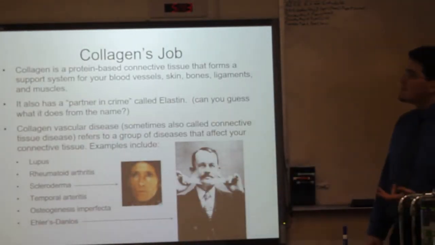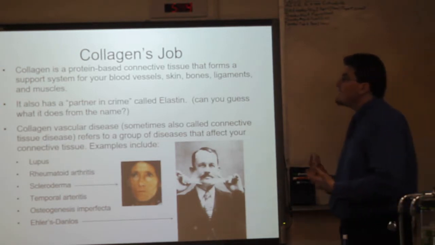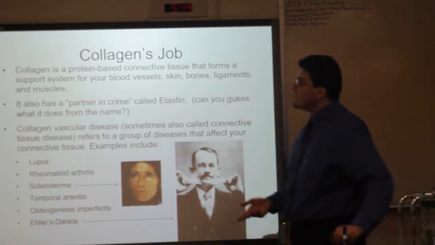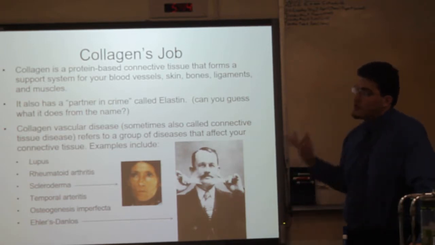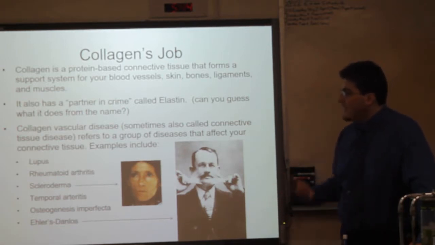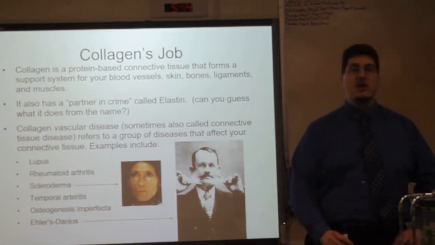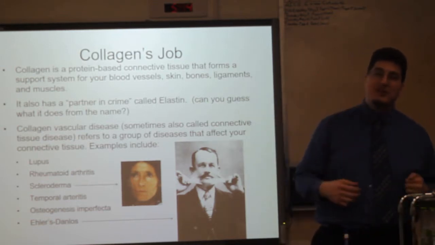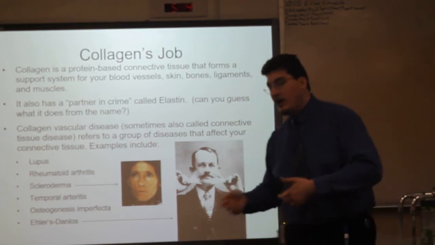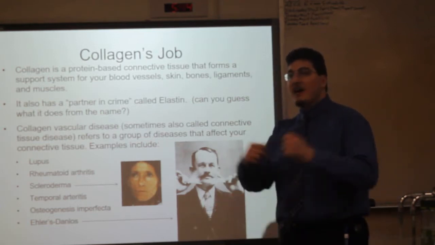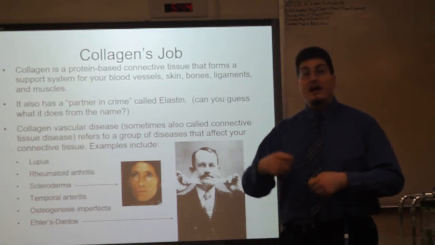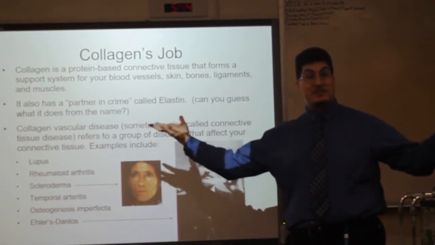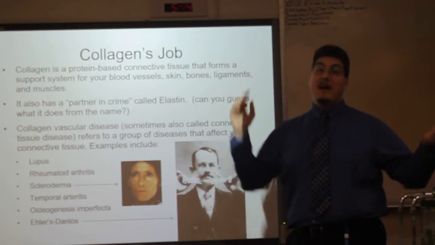Now, collagen's job is the protein-based connective tissue that forms a support system for your blood vessels, skin, bones, ligaments, and muscles. It also has a partner in crime called elastin. Elastin has the job of snapping back into position, like the elastic waistband on underwear. Its job is not to stretch. Its job is to return to its original position. An elastic waistband that stretches but then does not snap back is not doing its job correctly.